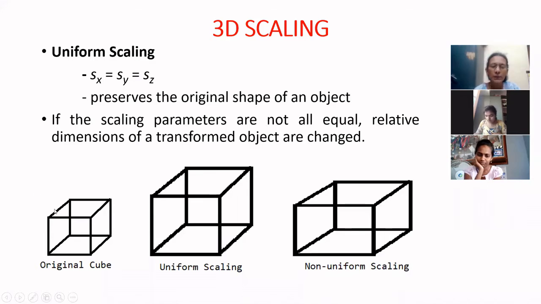So you see that the shape of the object has changed. The original shape is a cube. Now what you are getting is a cuboid. So if you have uniform scaling, the original shape of the object is preserved, whereas if you have non-uniform scaling, the shape changes.